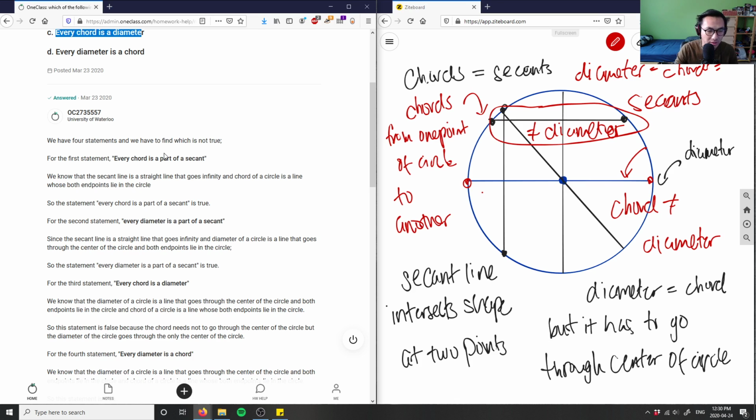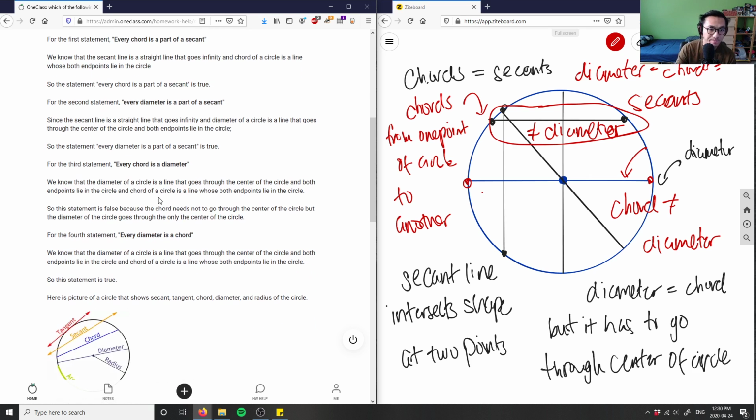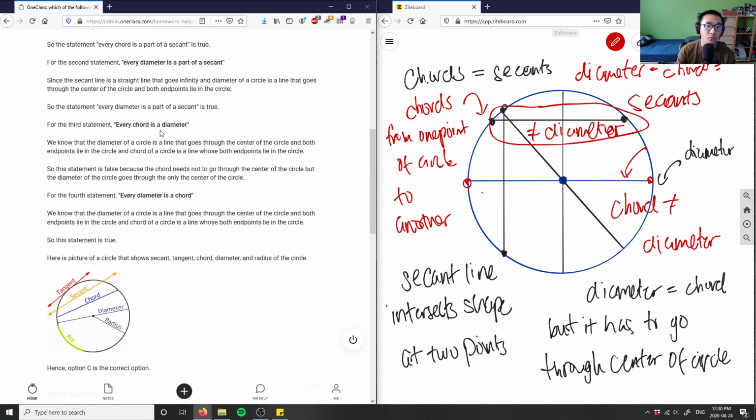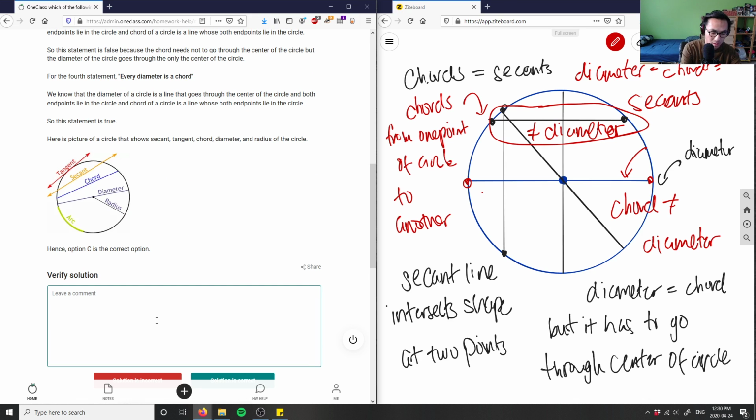So I believe they explained this correctly. It says every chord is part of a secant. That's true because both endpoints lie on the circle. Every diameter is a secant. That's true as well because a secant is a straight line that goes to infinity, and a diameter goes through the center of the circle with both endpoints on it. That's good. Every chord is a diameter is false, right? A chord does not need to go through the center of the circle, but every diameter is a chord because it goes through the center and touches from one point to another. So this point here is correct. Great solution analysis, good inclusion of diagram.